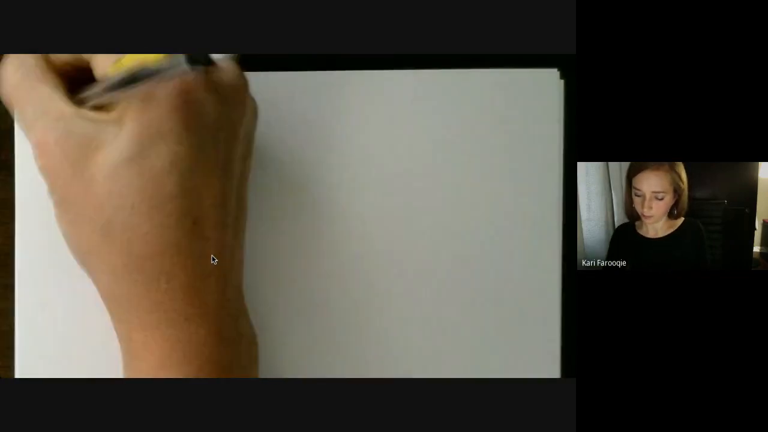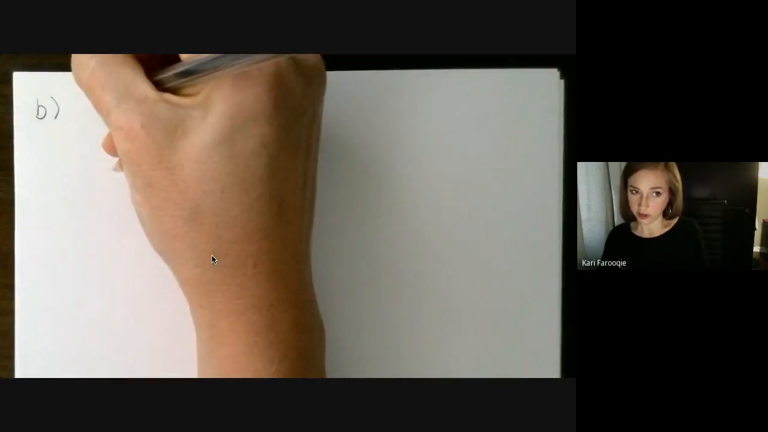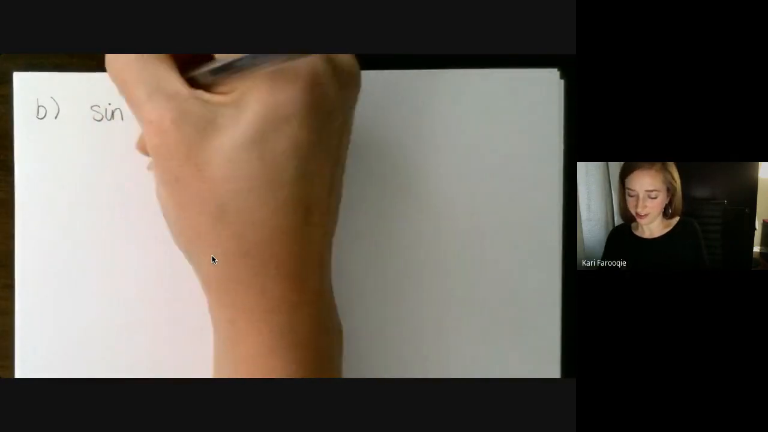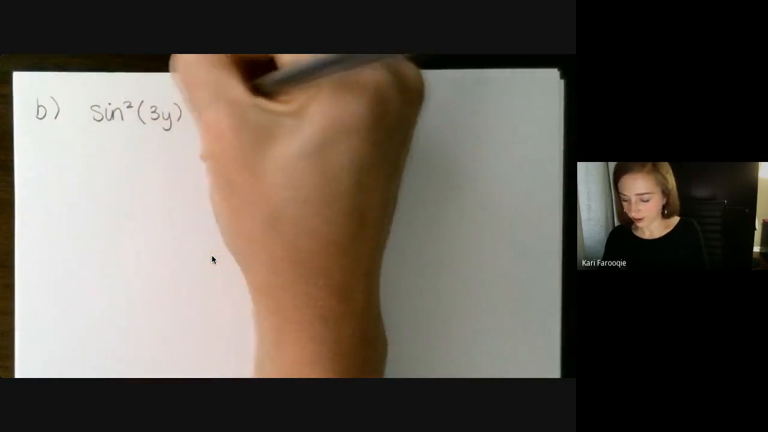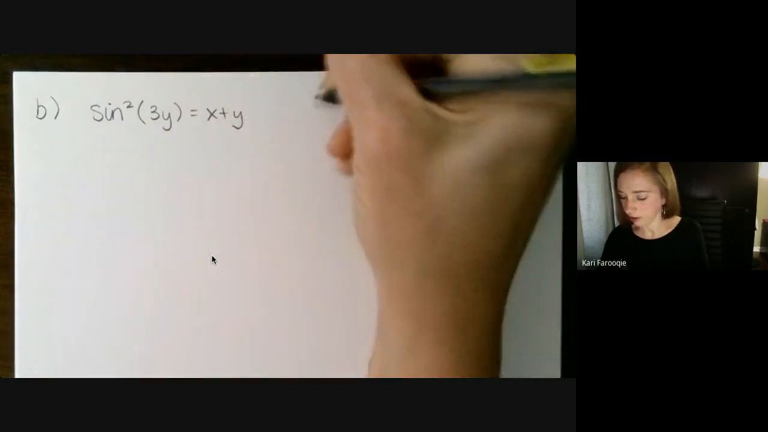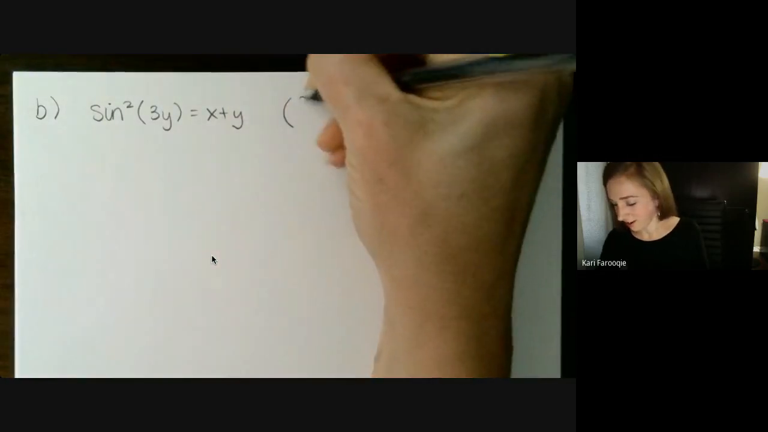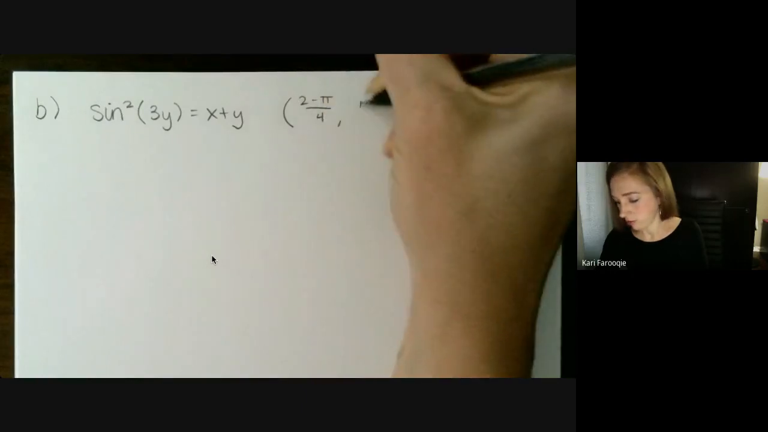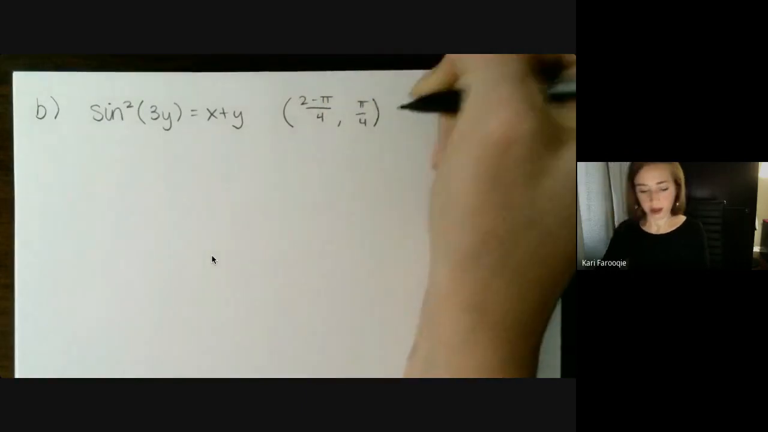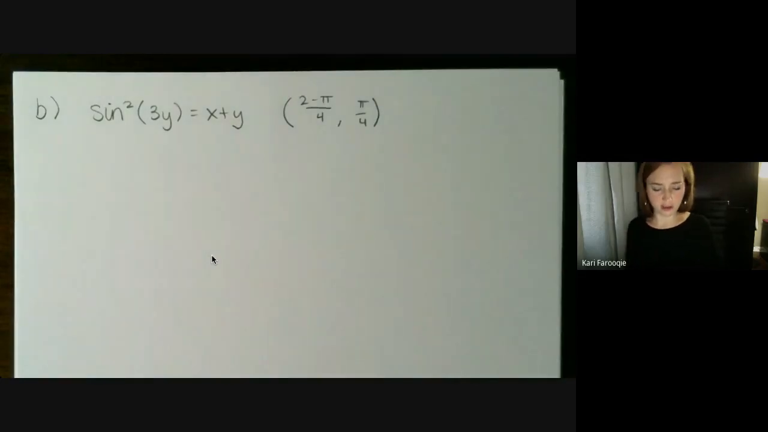So this will be B. Oh, I've got a good one for you. It's never good when I say that, right? Sine squared 3y equals x plus y. And we're going to look at this at the point 2, minus pi over 4, pi over 4.